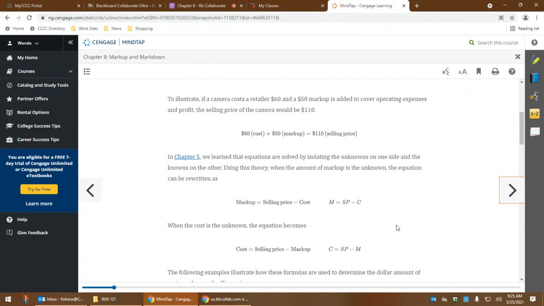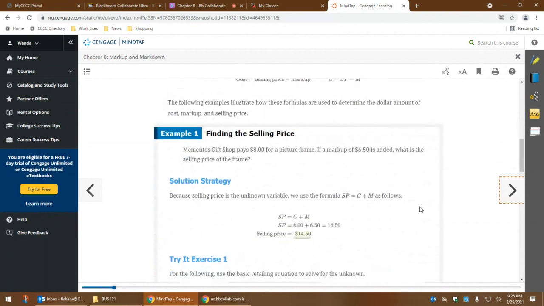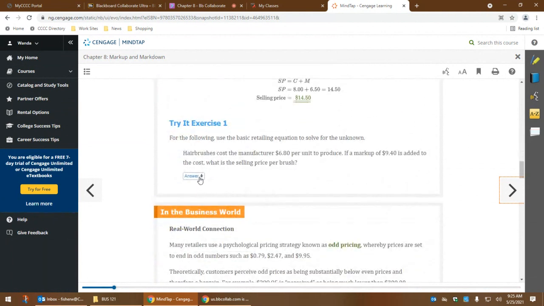All right, we can also rearrange this like we did in chapter 5 where we switch things around. So if we wanted to find our markup, we could take the selling price minus cost, again, just redistributing that equation to find what we're looking for. Same thing, if the cost is the unknown, we can find the cost by doing the selling price minus markup. All of these are on that formula page. So here's some examples. We just went through one kind of like this. If the gift shop pays $8 for a picture frame, and a markup of $6.50 is added, what is the selling price? Selling price is cost plus markup. So our selling price would be $14.50. Again, I always suggest going in and trying these Try It exercises in your book as well.